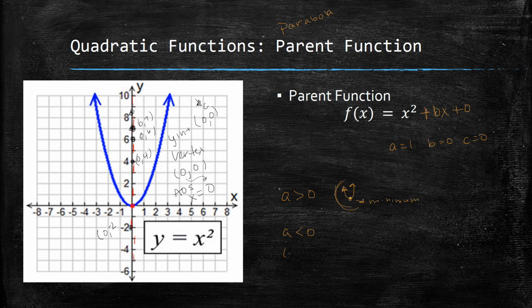If a is less than 0, which means it's a negative number, it's going to open down. Okay, and your vertex is going to be up here at the top, which means that it's a maximum. Okay, so if I'm saying the maximum of a quadratic function, then automatically you should picture an upside down parabola when I'm talking about that. In the next couple of examples, I'll show you how to find your axis of symmetry, your vertex, and your y-intercept of quadratic functions.